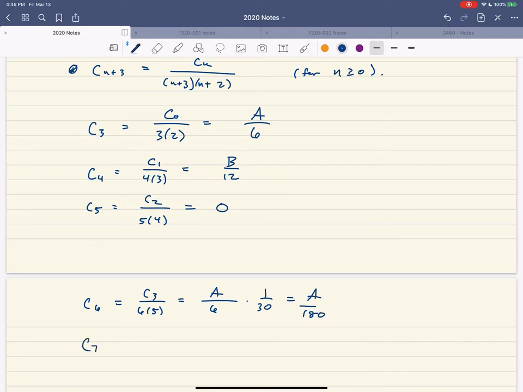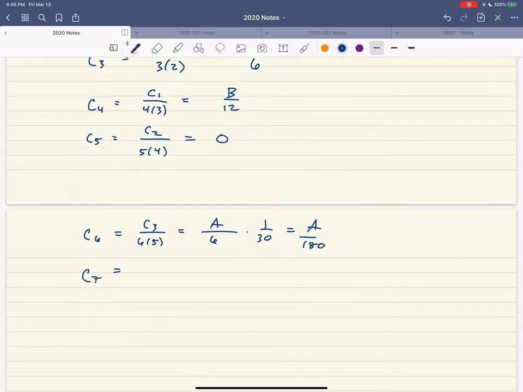And then let's just do one more, actually two more. c7 is going to be c4 over 7 times 6. c4 is B over 12.